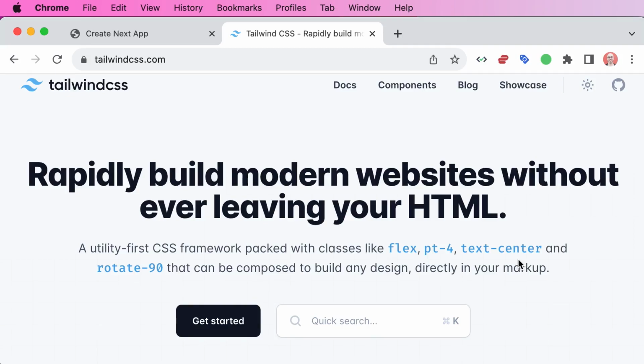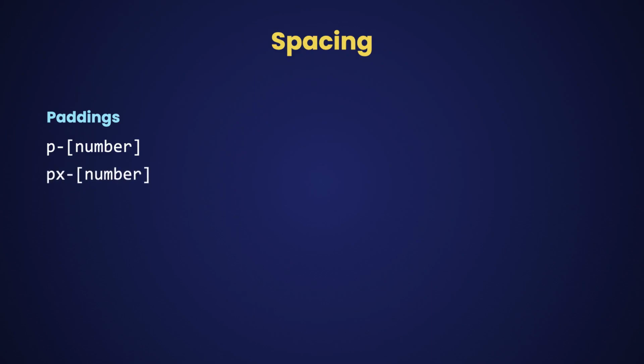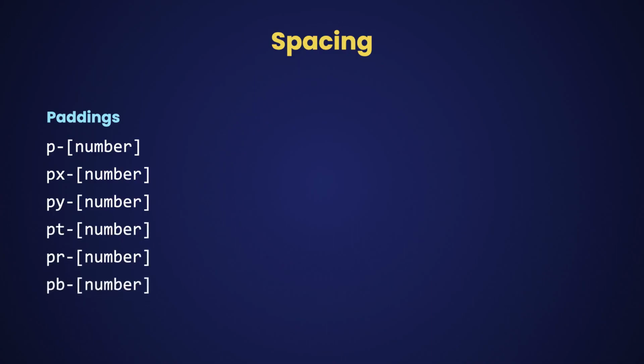So in Tailwind, we have a ton of small utility classes. For example, for controlling paddings, we have a bunch of classes that start with p, followed by a number, which can be 1, 2, 3, 4, and so on. The larger the number, the more padding we'll have. We also have px for applying horizontal padding. This is the same as applying a left and a right padding. We also have py for vertical padding. We have pt for padding top, pr for padding right, pb for padding bottom, and pl for padding left.